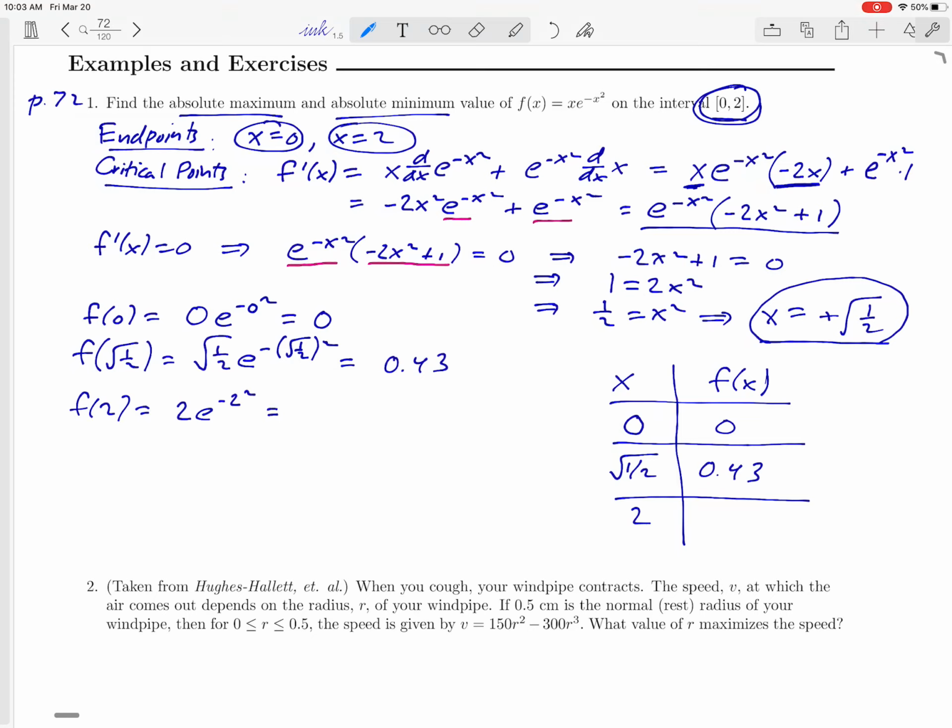And f of 2, same deal. This time we're going to get a 2 e to the minus 2 squared. And that turns out to be about 0.04 if we round it off.